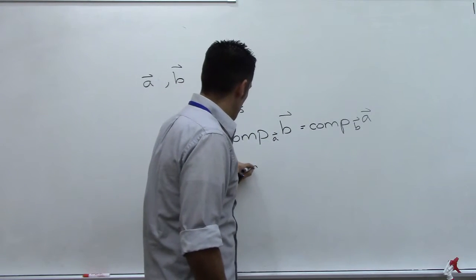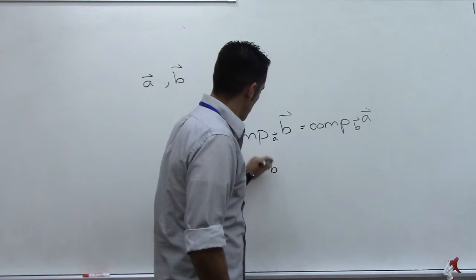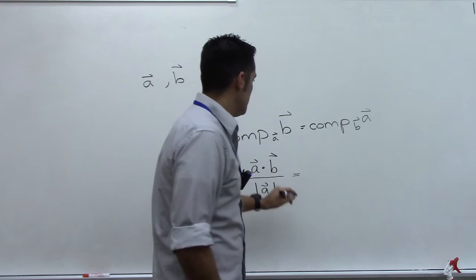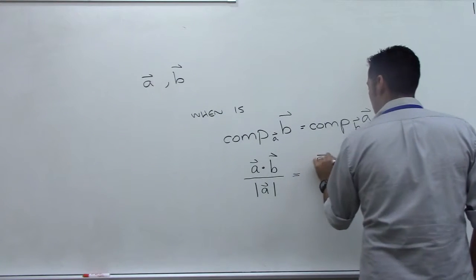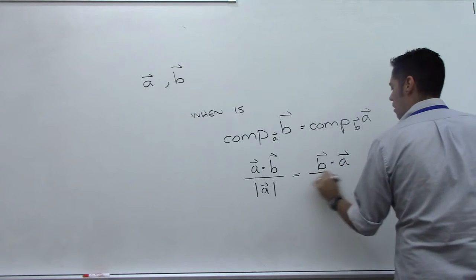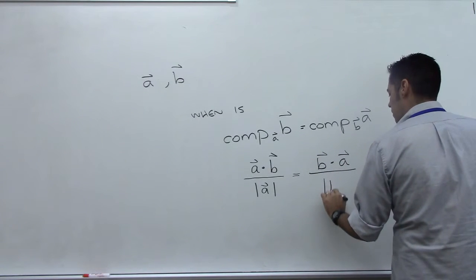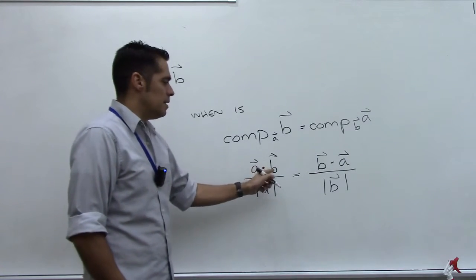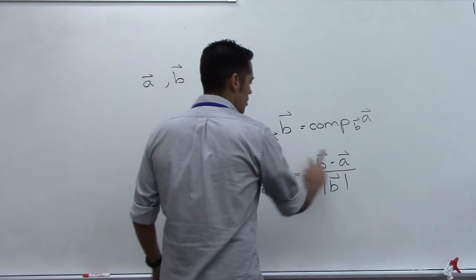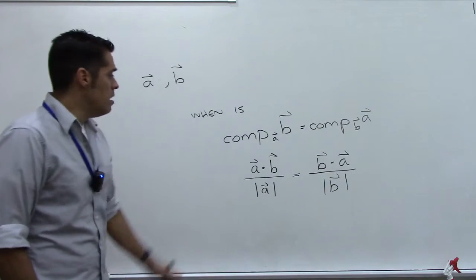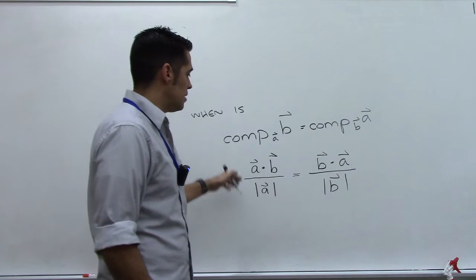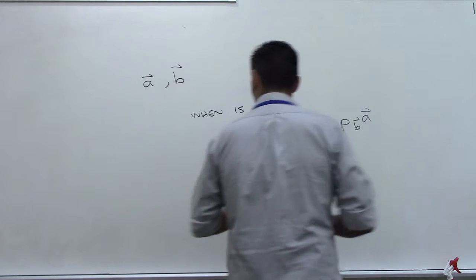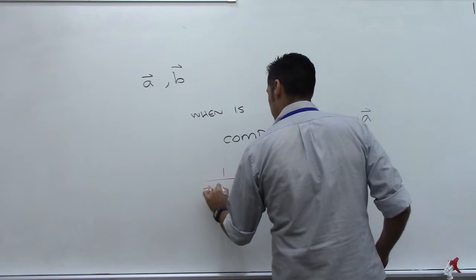This right here means A dot B over magnitude of A. When is that equal to this one, which means B dot A over magnitude of B? Well, what we know right now is that A dot B equals B dot A. It doesn't matter, dot products are commutative. So the numerators are equal. So I can basically divide through, or multiply through, by 1 over A dot B.